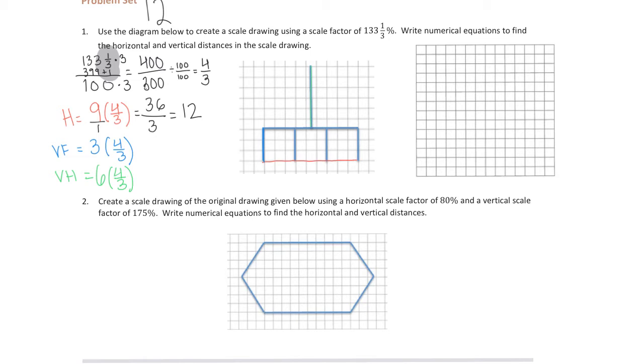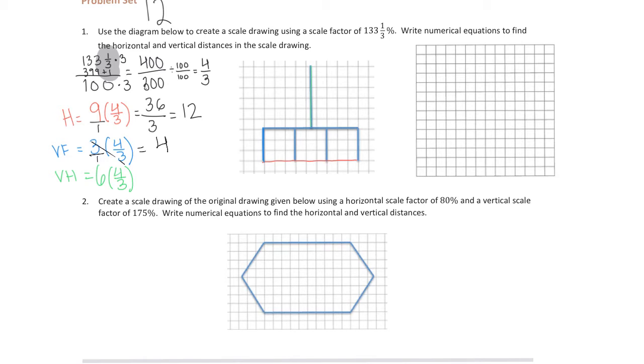So I have 3 times 4/3. And here we can use cross multiplication. And so now we know that this is going to equal 4 because 3 divided by 3 gives us 1 and 1 times 4 is 4.